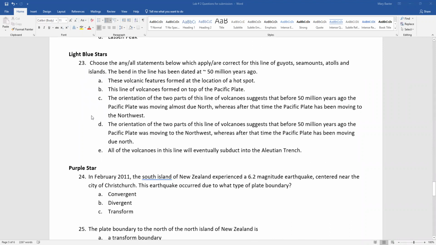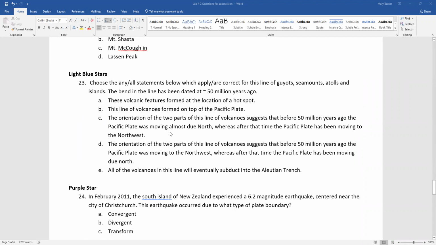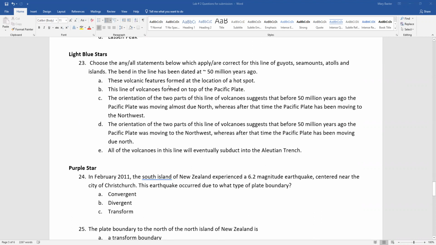Light blue stars. Choose any, all statements below which apply are correct for this line of guyots, seamounts, atolls, and islands. The bend in the line has been dated at approximately 50 million years ago. Okay, so do the volcano features form at a location of a hotspot? This line of volcanoes formed on top of the Pacific Plate. Is that true?